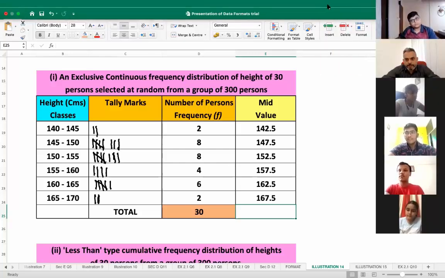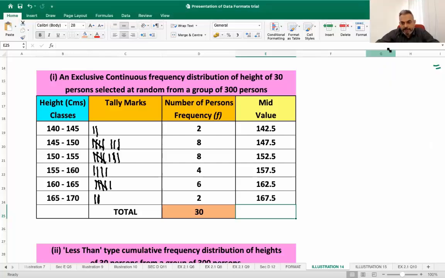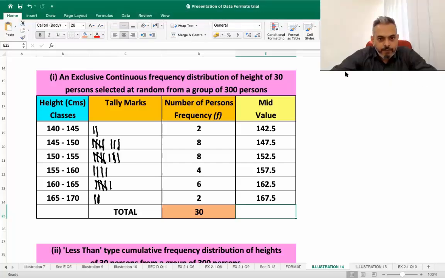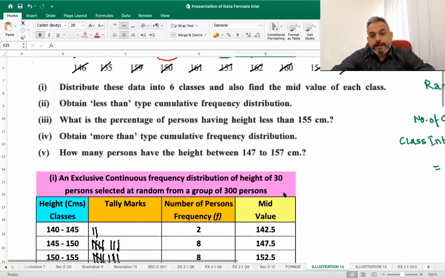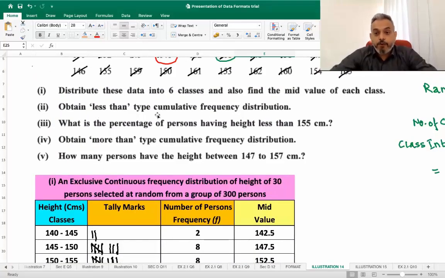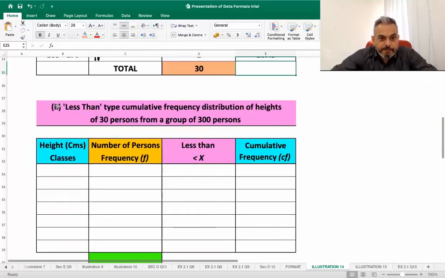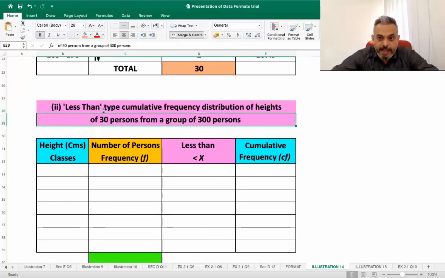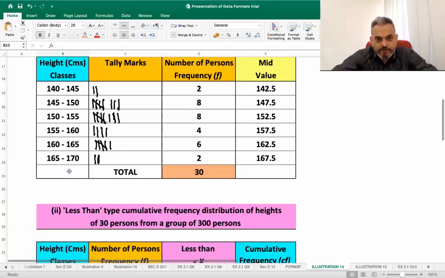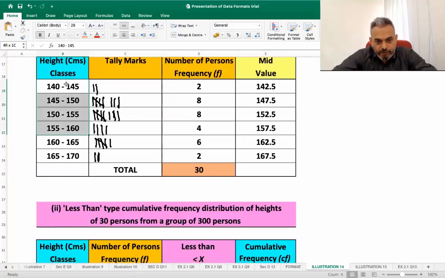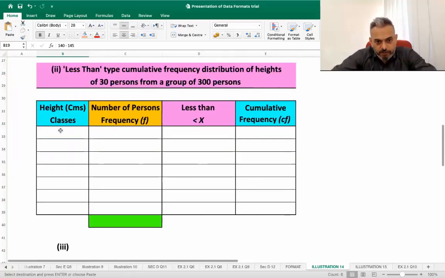Should I proceed? Okay, now we go to the second part of this question. First one done. Second is obtain less than type cumulative frequency distribution. So second, write the heading: less than type cumulative frequency distribution of heights of 30 persons from a group of 300 persons. Now once again, I'll copy the question over here so that it becomes easier for you to calculate. You also can follow this format.